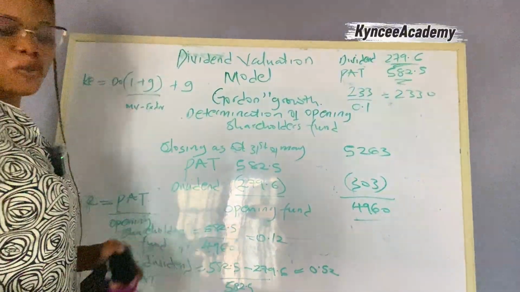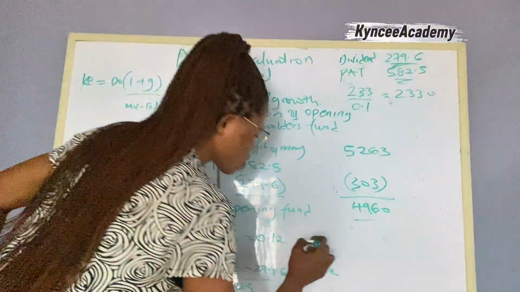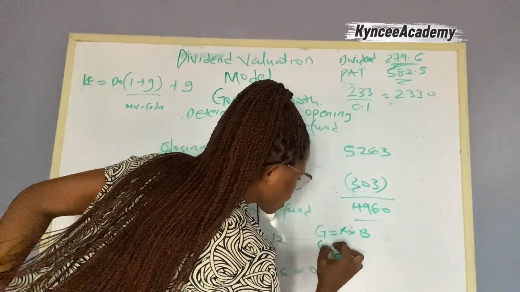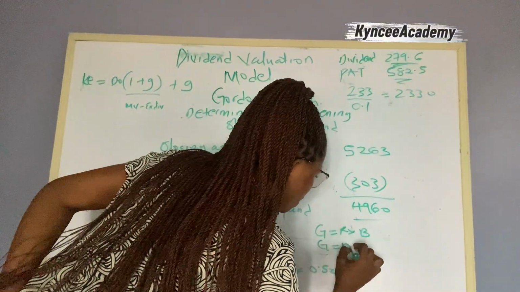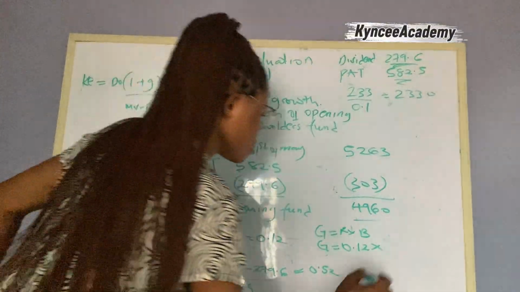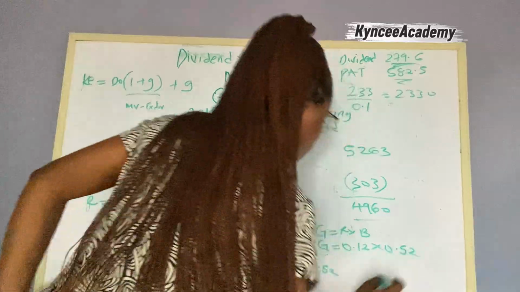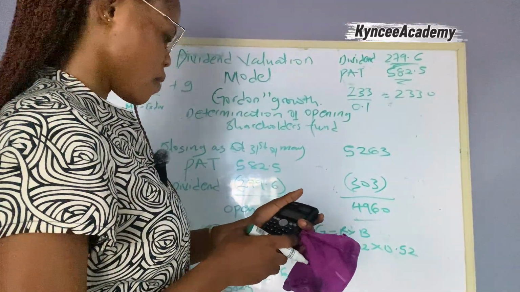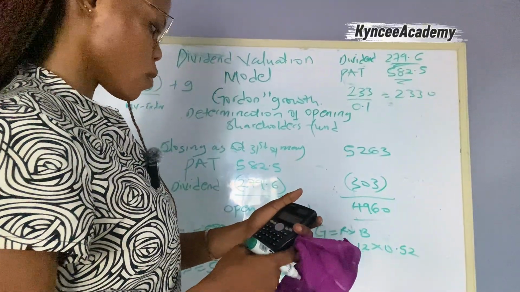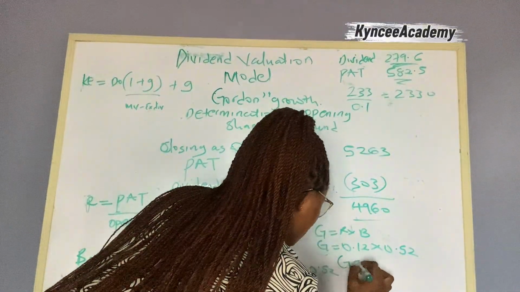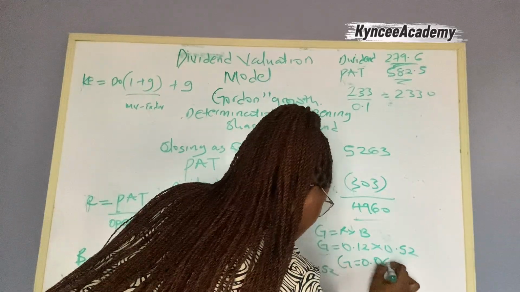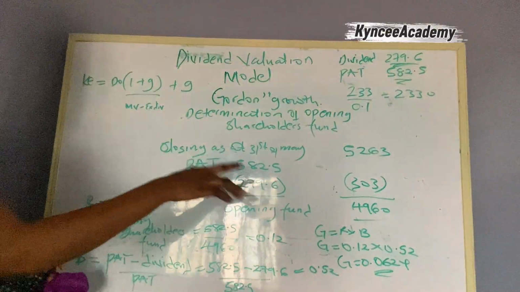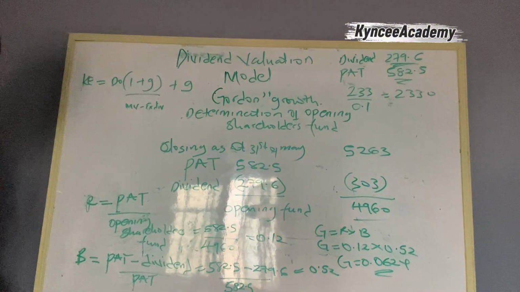So the next thing for us to do now is to determine our growth rate, which will now be G is equals to R times B. That is G is equals to 0.12 times 0.52. So we have G, our growth rate, G is equals to 0.0624. That's our answer. That's our growth rate.